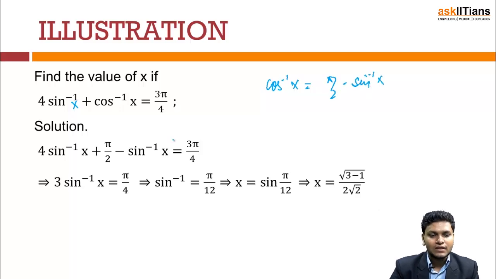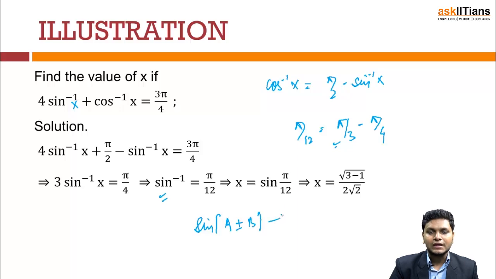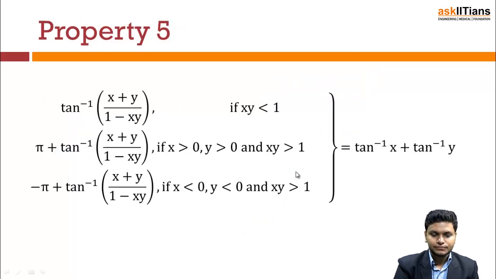Now once I've done that, I have a linear equation in sin inverse of x, with the help of which I can find out the value, which comes out as pi by 12, and pi by 12 can be written as pi by 3 minus pi by 4. I know all the values from this, so I can use the addition formula of sin(a plus minus b), and I know its expansion, so I can directly use that to find out the answer.